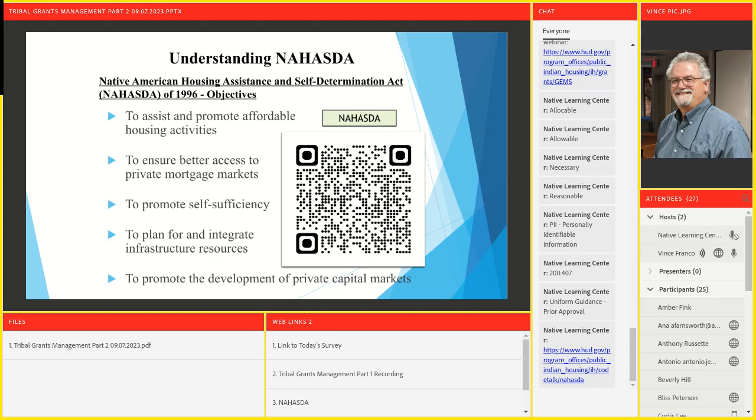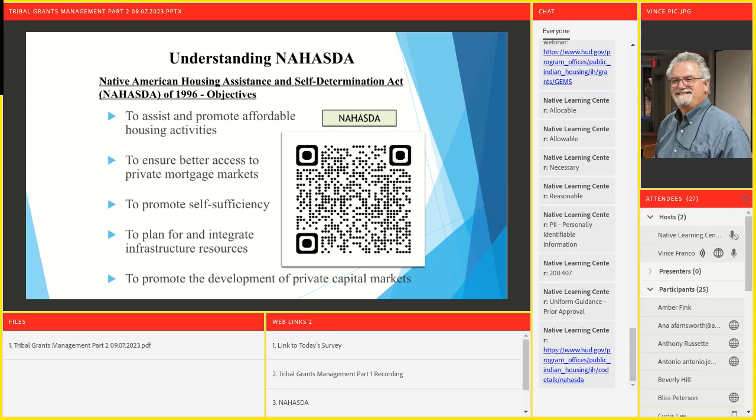All right. And over to the right is, and I've got my phone right here. I want to do it in real time. Let's all do it together. If you can, let's scan that and see where it takes us. It should take you to NAHASDA. Okay, it took me to HUD.